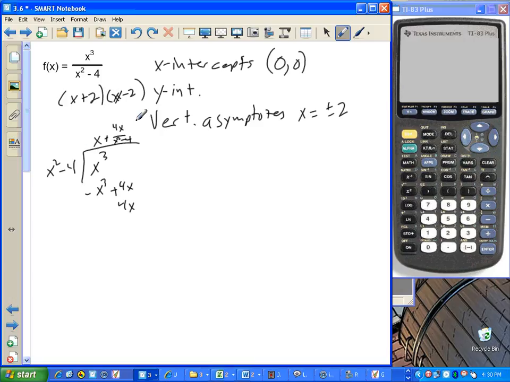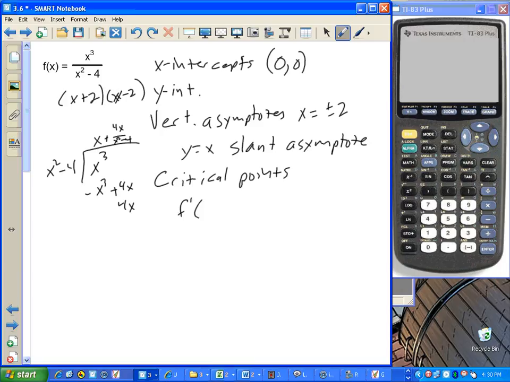And when I take the limit of this thing, when I'm putting in large numbers, this is going to go to 0. So really my slant asymptote is just x. So y equals x. That's my slant asymptote. Let's see, what else do we need? End behavior. My end behavior is going to approach infinity, so that's kind of the same as my slant asymptote. I need critical points.